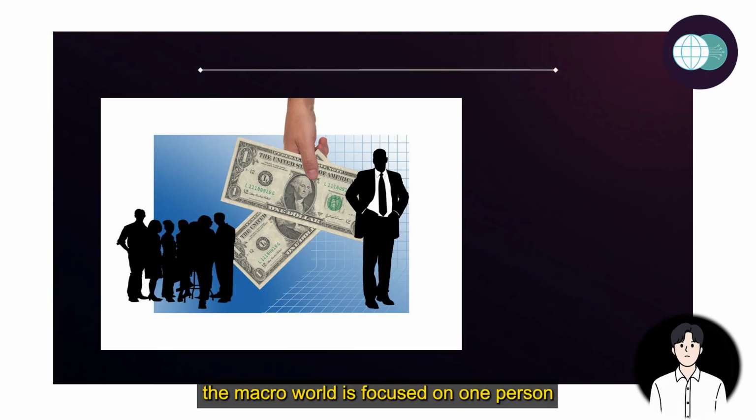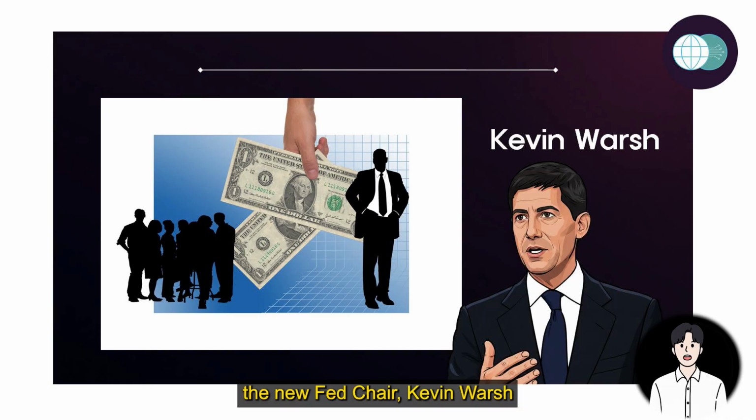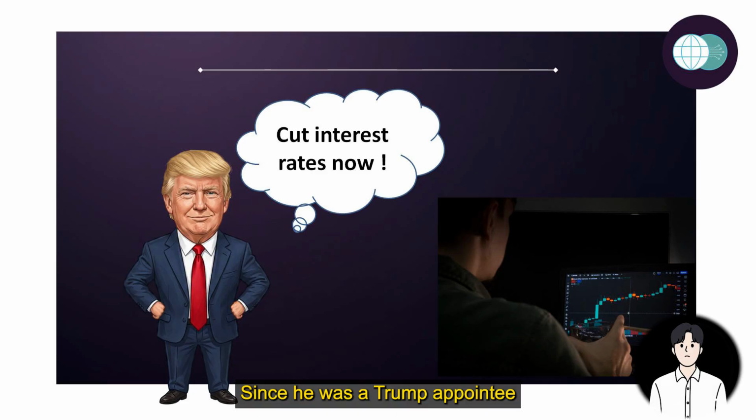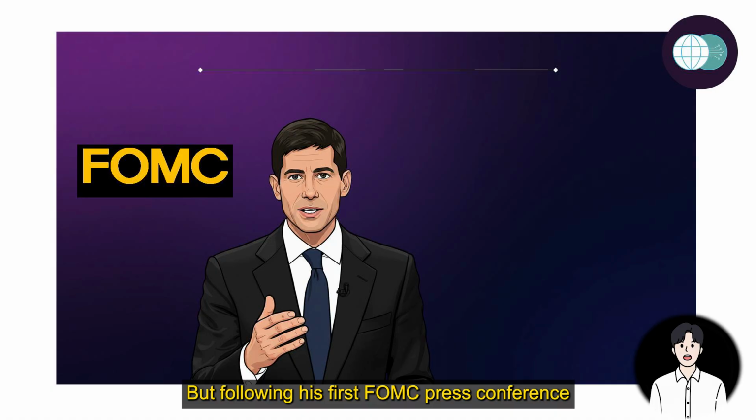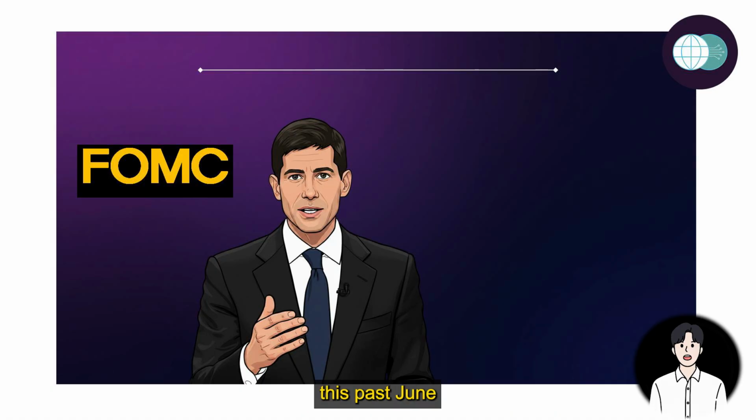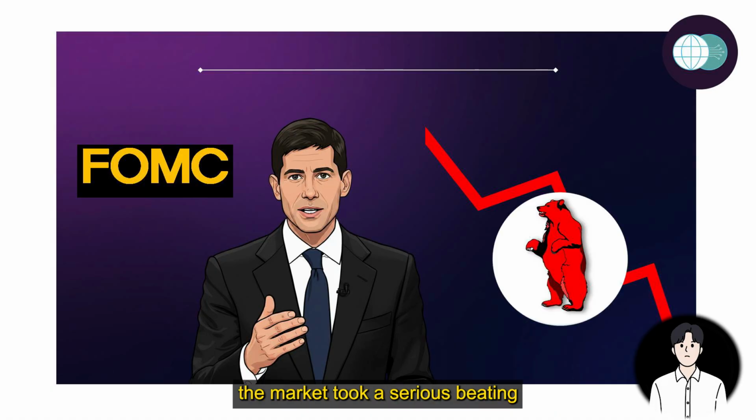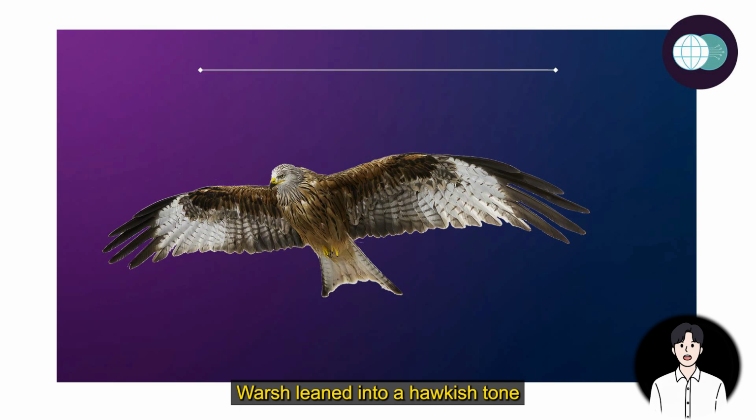Look, right now, the macro world is focused on one person, the new Fed chair, Kevin Warsh. Since he was a Trump appointee, many investors assumed he'd step in as a market savior, slashing rates and injecting liquidity to fuel a major rally. But following his first FOMC press conference this past June, the market took a serious beating. Instead of the dovish pivot people were praying for, Warsh leaned into a hawkish tone, catching investors off guard.